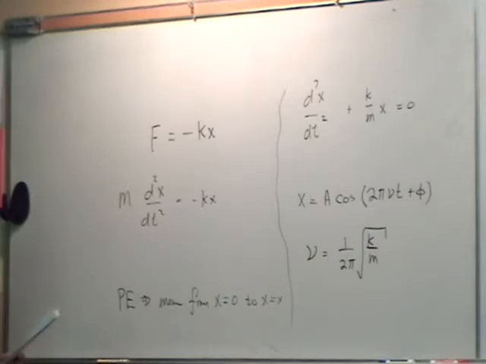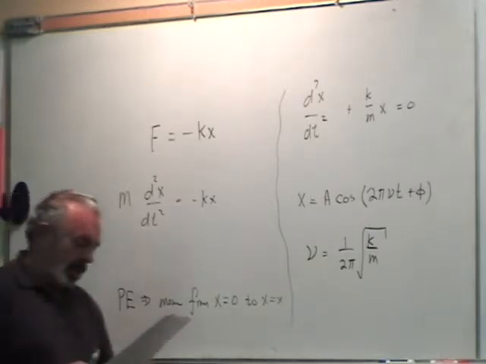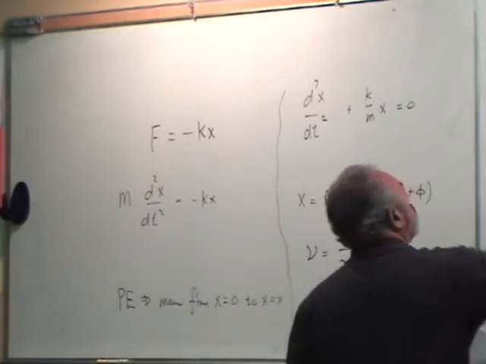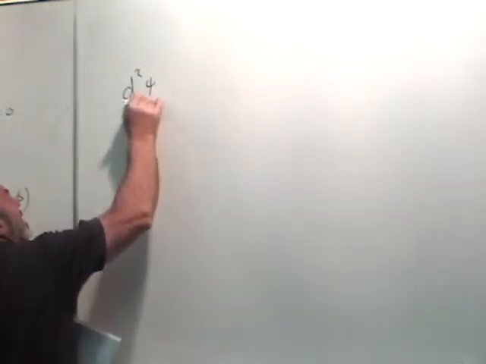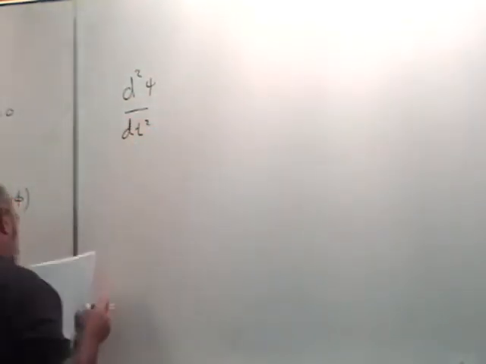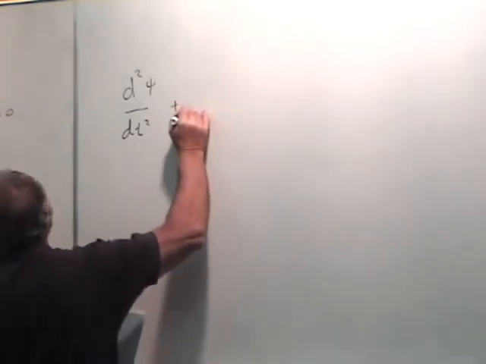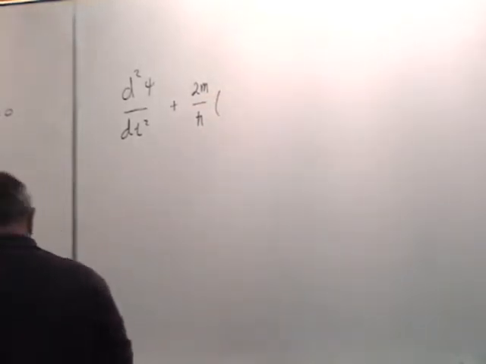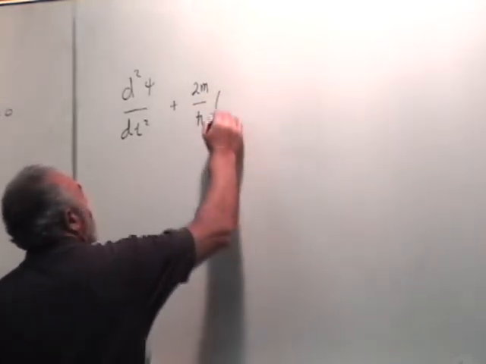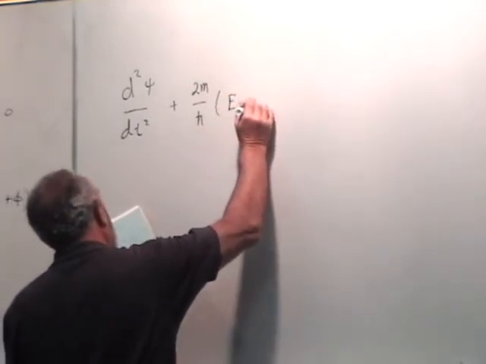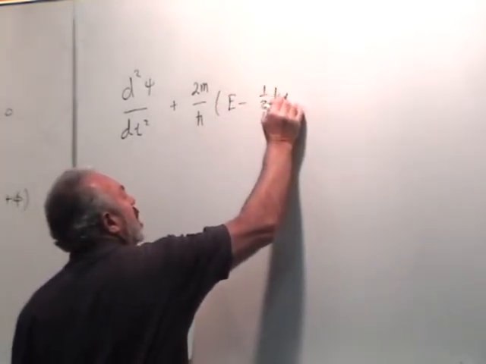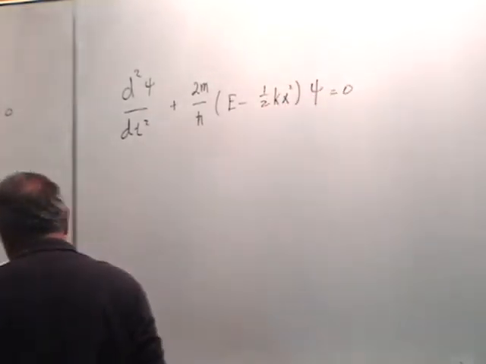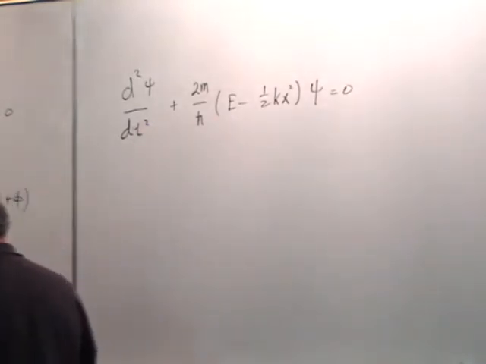Now, for the harmonic oscillator, Schrodinger's equation would be, of course, d squared psi dx squared, and then of course it's plus 2m over h bar, now it's E minus V, E minus 1/2 kx squared, psi equals 0. So obviously I look at the lowercase psi, and this is a steady state situation.